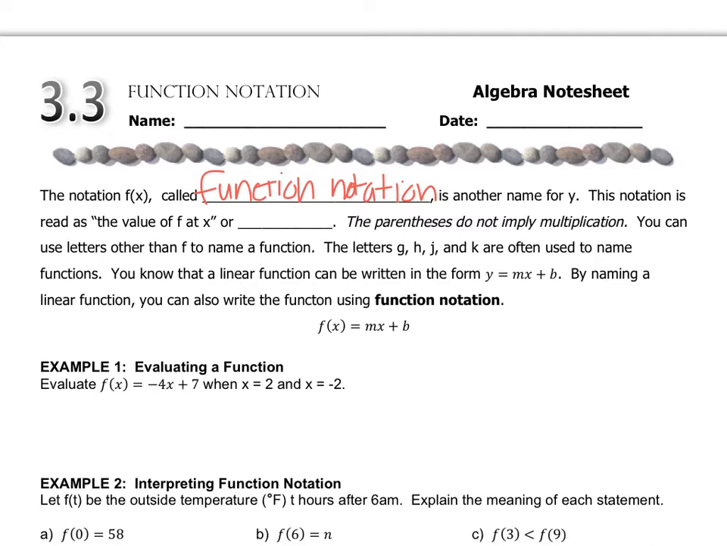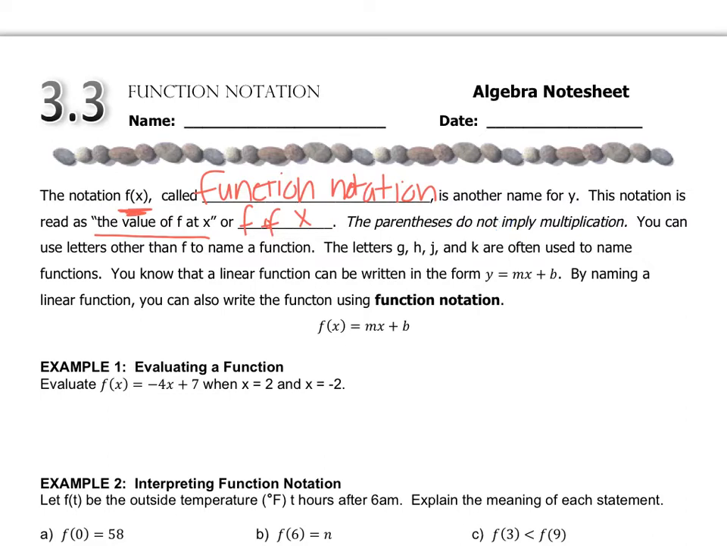So the way that we read that, though, is we don't read f parentheses x. What it stands for is the value of f at point x, or f of x. So we read this thing right here, f parentheses x. We don't say it that way. When we see that, we say f of x. One important thing to note is that the parentheses do not mean multiplication. It's not f times x, it's f of x.